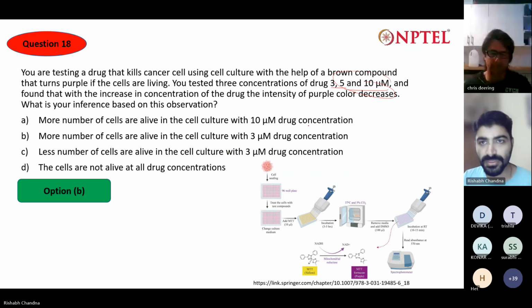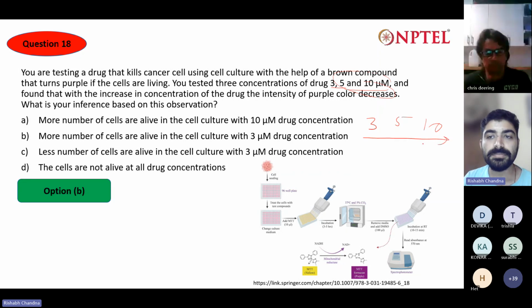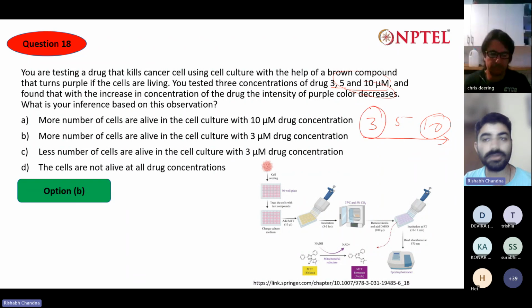So this is 3, 5, 10. As we go on with this, the cell kill increases, but the purple color will decrease because the number of cells alive will be less in the case of 10 micromolar concentration of the drug. So that's why the 3 micromolar concentration will have more alive cells as compared to the 5 and 10. That's why option B is correct.